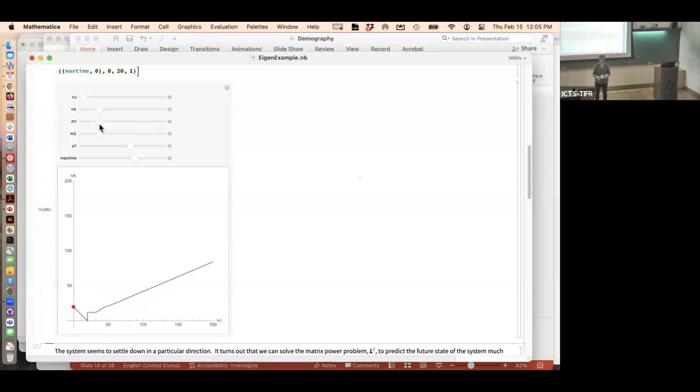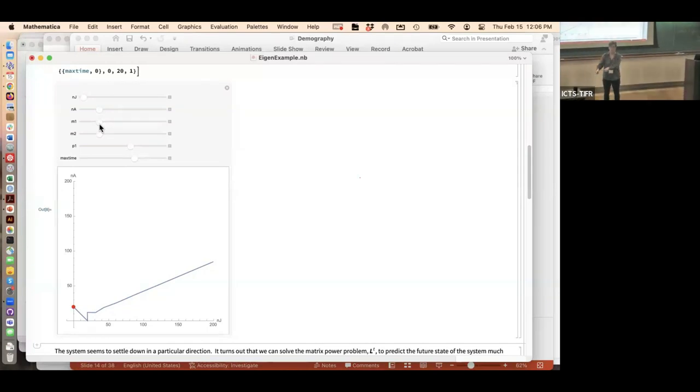How many people have heard of eigenvectors or eigenvalues? How many people have no idea what those are? So how many people have heard of them, but still don't know what they are? Okay, good. That's the thing: this pops up all the time, eigenvalues and eigenvectors, but oftentimes it's not taught to biologists.